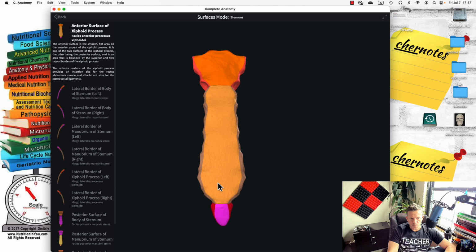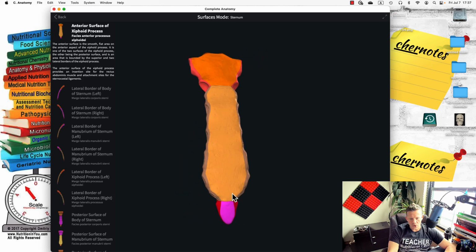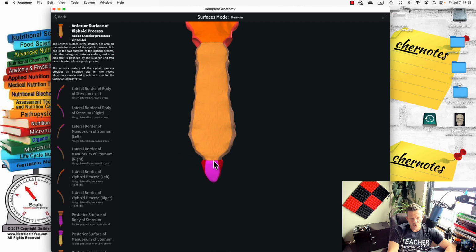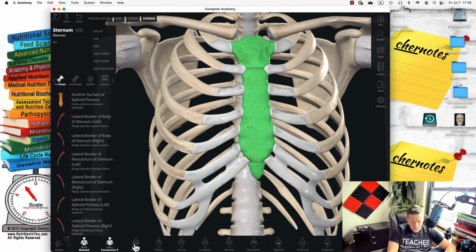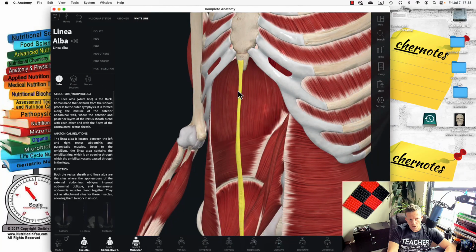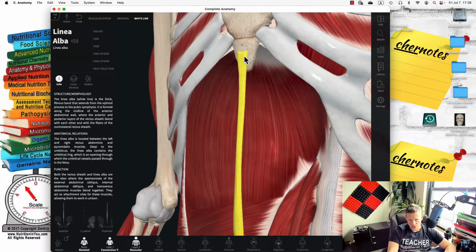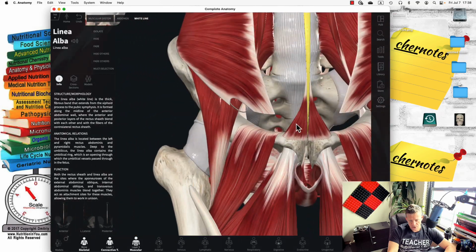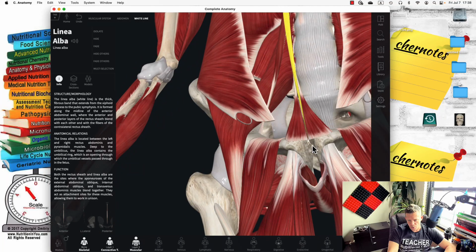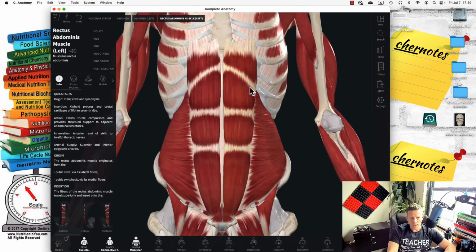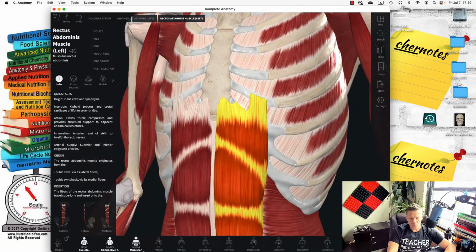Another part of the sternum is called the xiphoid process. This is the insertion site for the rectus abdominis muscles and the attachment site for the sternocostal ligaments. I'm just going to quickly add the muscle here. You see this ligamentous tissue is called linea alba, connected to the xiphoid process and to the pubic region. That's where the pubic symphysis is. So here's the pubic symphysis. These are the rectus abdominis muscles that are also connected to the ribs.